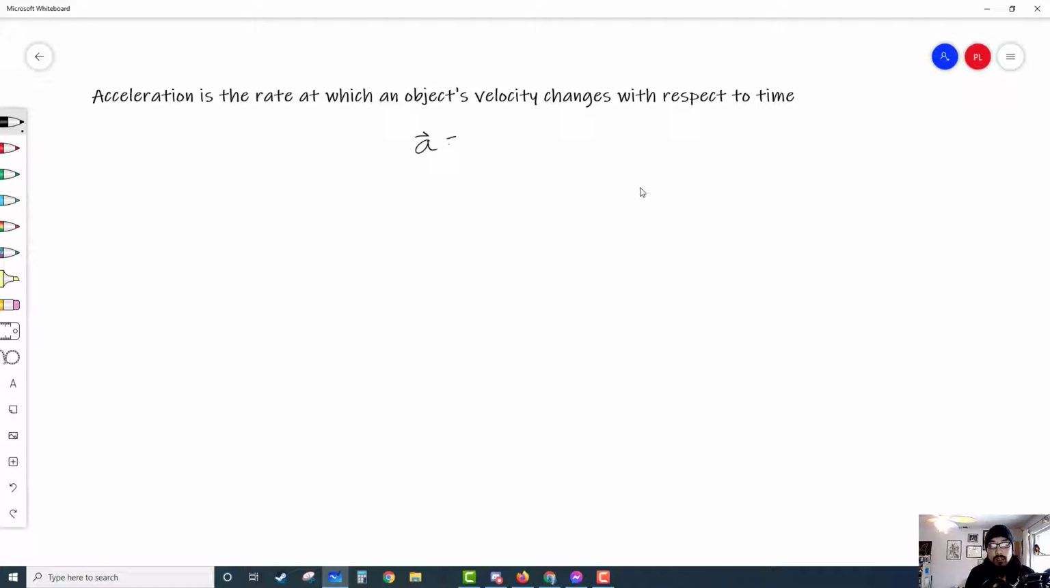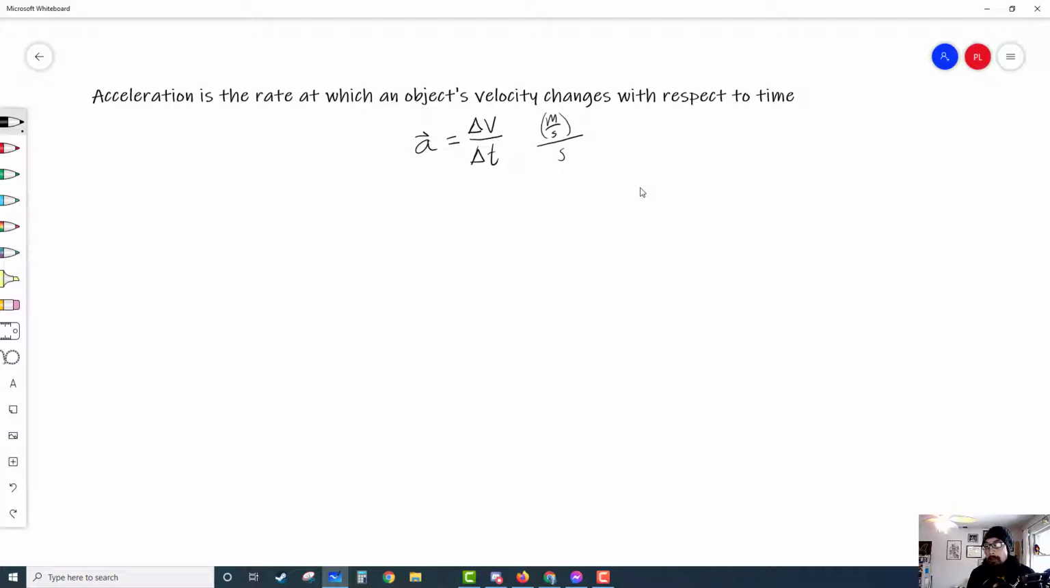So we have acceleration is the rate at which an object's velocity changes. So we have a change in velocity with respect to time. It's how much an object's velocity changes over a period of time. And the units for acceleration, I'm going to show you two kinds. The first one will be meters per second.